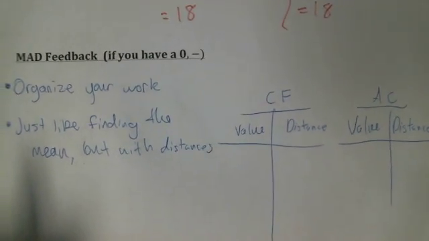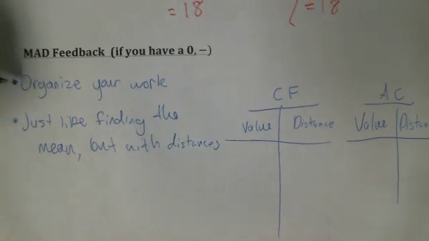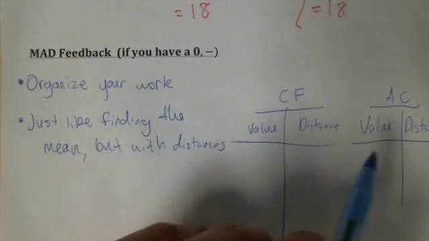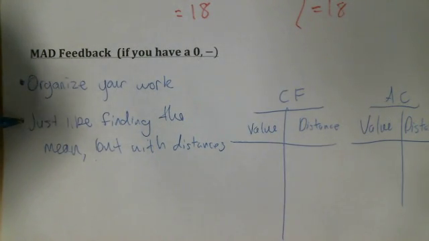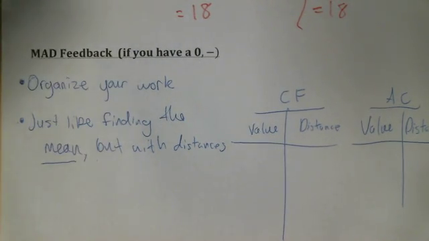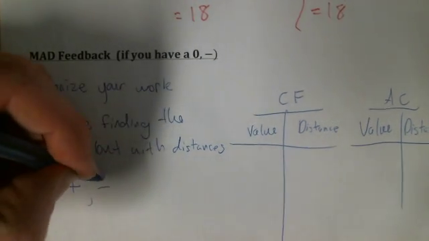All right, so I'm going to help you find the mean absolute deviation and get some feedback on how you did on that. So my number one thing to say on the MAD is you got to organize your work. You got to get it set up in a table or something so you can keep track of what you're doing. And also, it's just like finding the mean, but with distances instead. So that means we still add stuff up and then divide at the end.